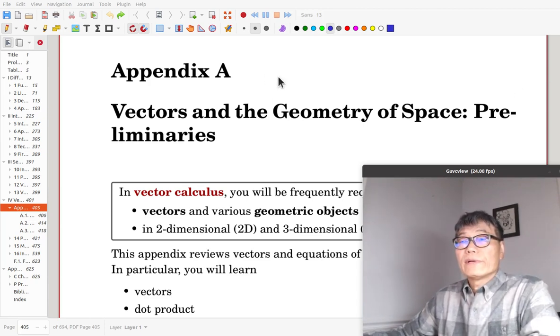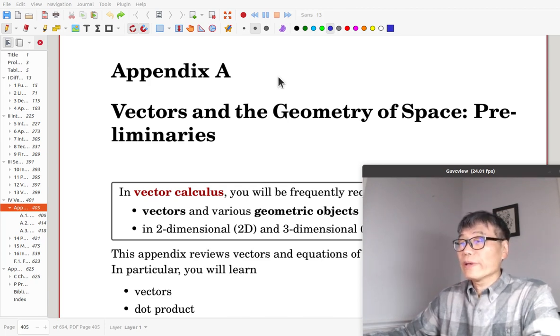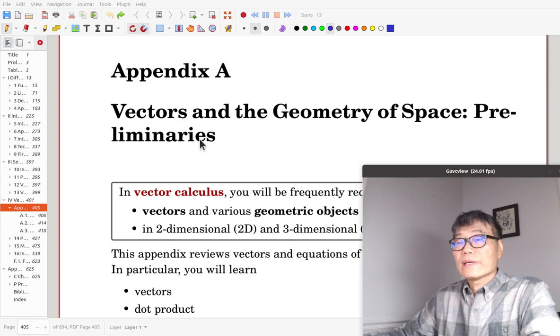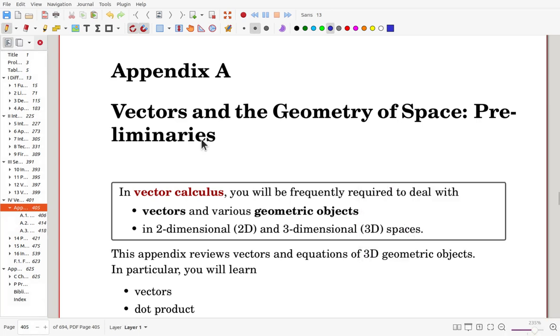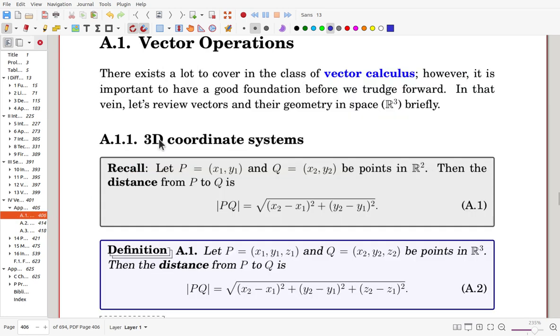For vector calculus, let's begin with an appendix, vectors and the geometry of space as preliminaries. In vector calculus, you'll be frequently asked to deal with vectors and various geometric objects in two-dimensional and three-dimensional spaces. In this appendix, we'll review vectors and equations of 3D geometric objects. Here we have section 8.1, vector operations.